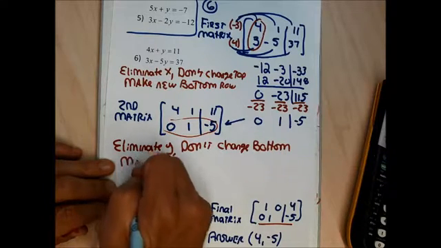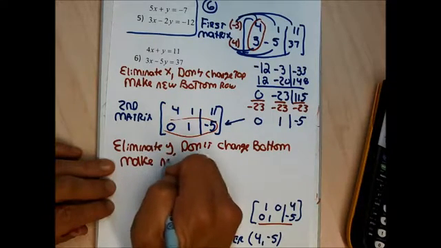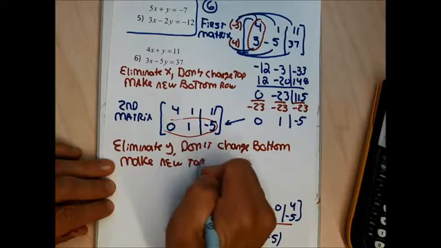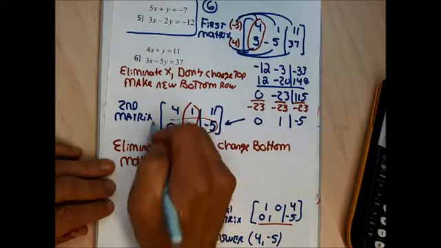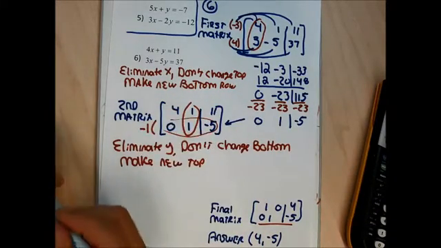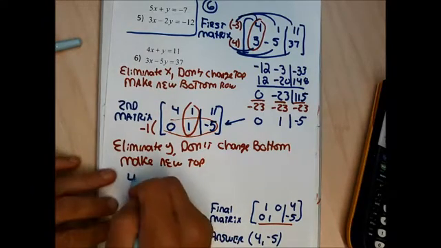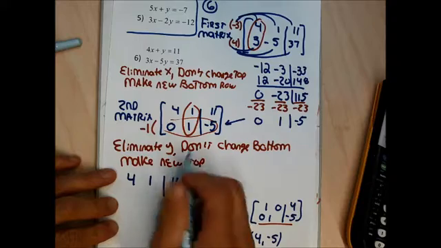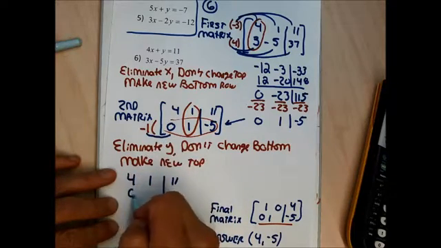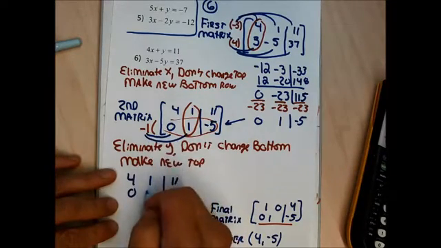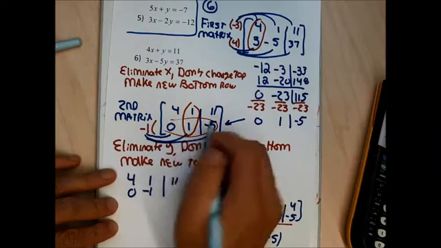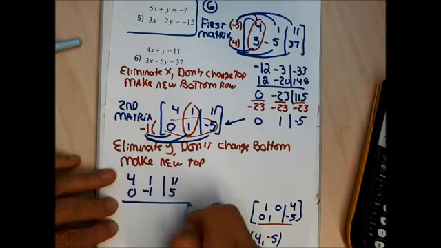Make a new top. So I'm going to eliminate the y's. I'm going to multiply the bottom row by negative 1 to do that. So I'm going to leave the top for a second at 4, 1, and 11. Then go negative 1 times 0 is 0. Negative 1 times 1 is negative 1. Negative 1 times negative 5 is positive 5.